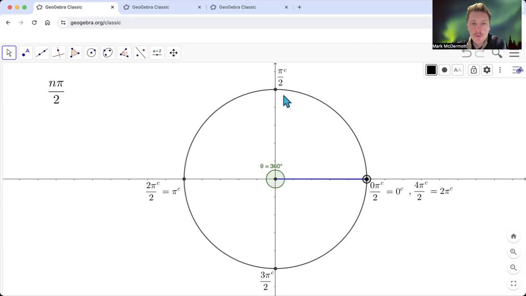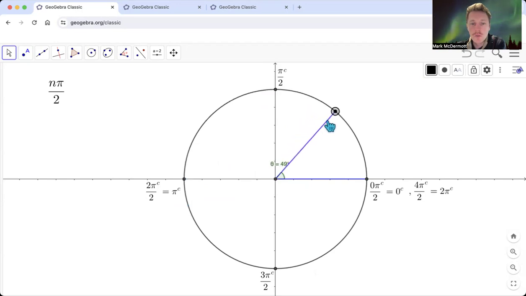Okay, so an important thing to recall is that 2 pi radians is one full circle. So we get 3 pi on 2 down here, pi on 2 up here, and then pi radians over here. The other thing I should have pointed out is that pi radians in degrees is clearly 180 degrees.